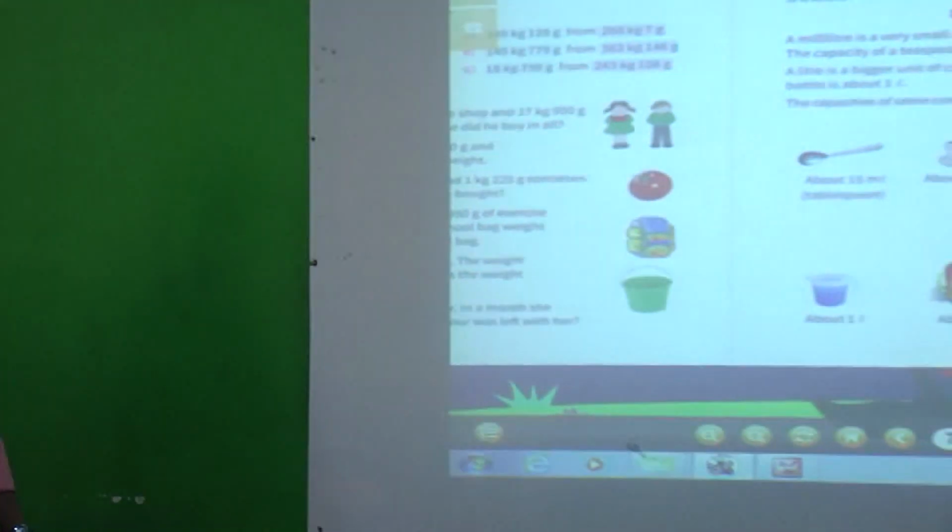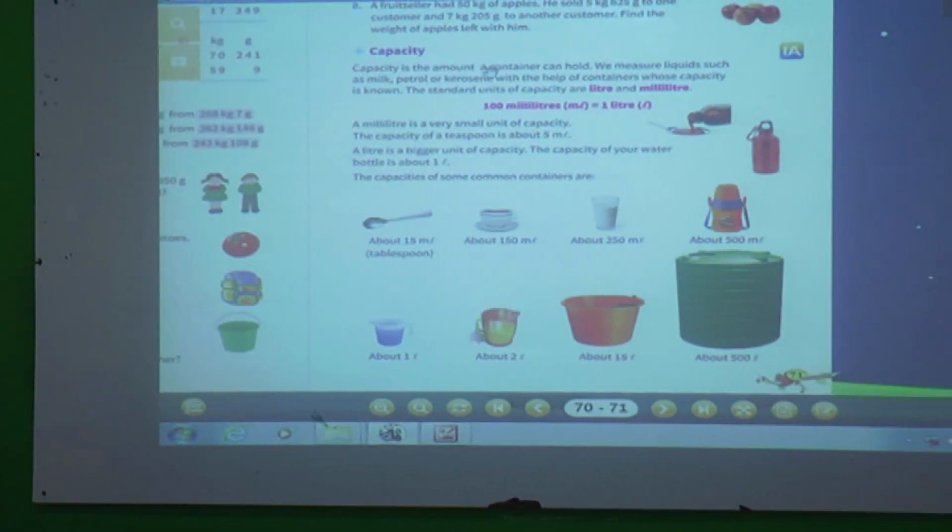Dear students, in our last session we completed exercise 5.11. Today we are going to learn about capacity. Open your textbook to page number 71. Look at the board here. What is meant by capacity?